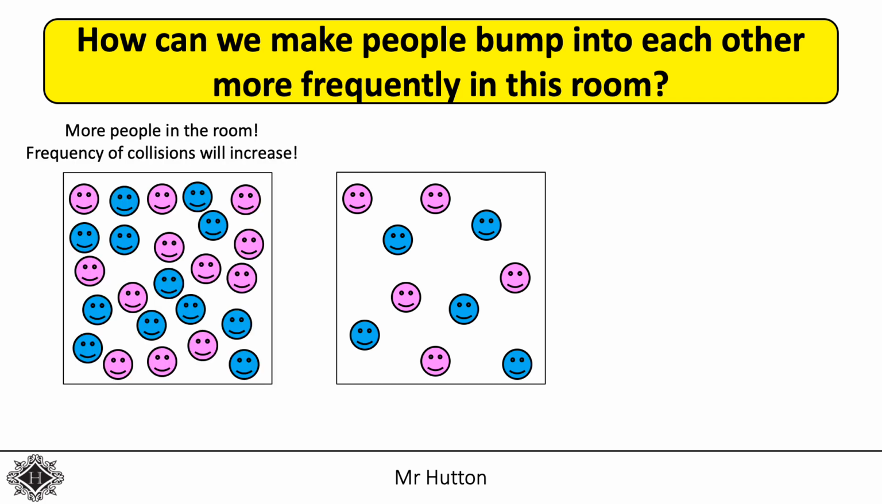Good. All right, one option is we could put more people in the room. The room has stayed the same size. We've got more people in there, so there's going to be more frequent collisions because each person has less room, so they'll collide more frequently. Keeping that in mind, that's the principle we've put in place there. Can you think of what the other option might be?